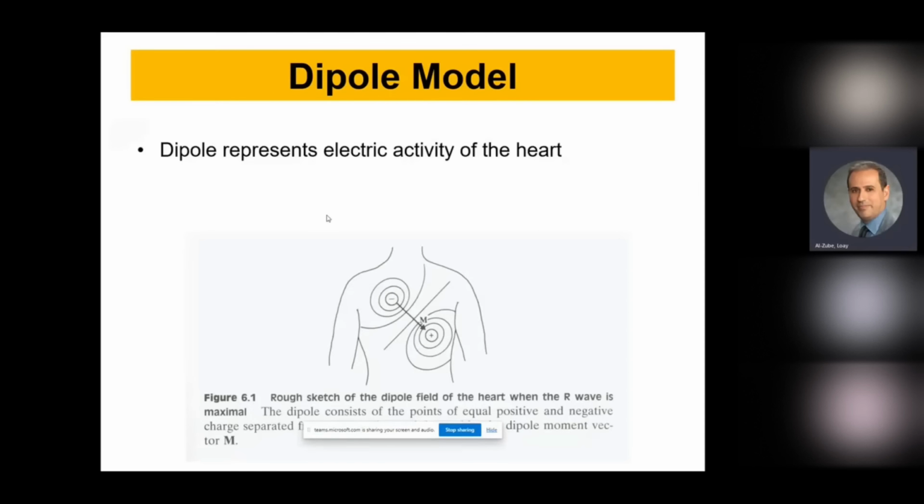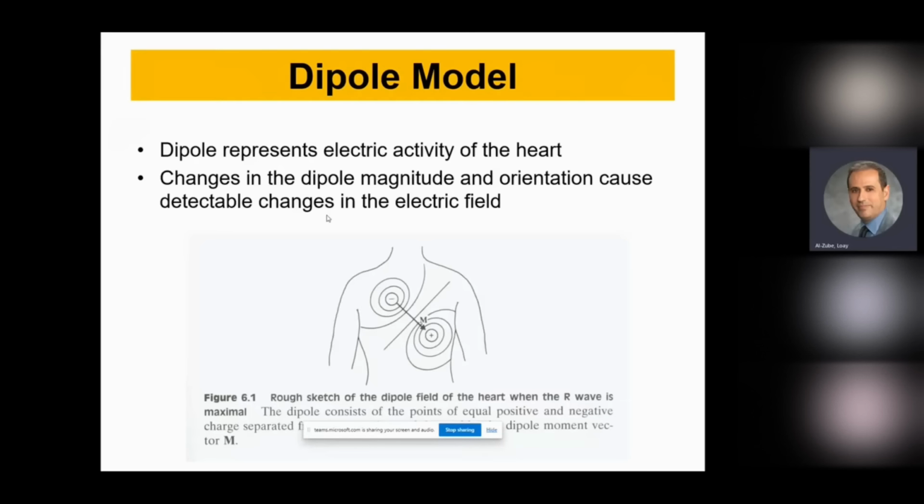The dipole represents electrical activity of the heart. Changes in the dipole magnitude and the orientation cause a detectable change in the electrical field.